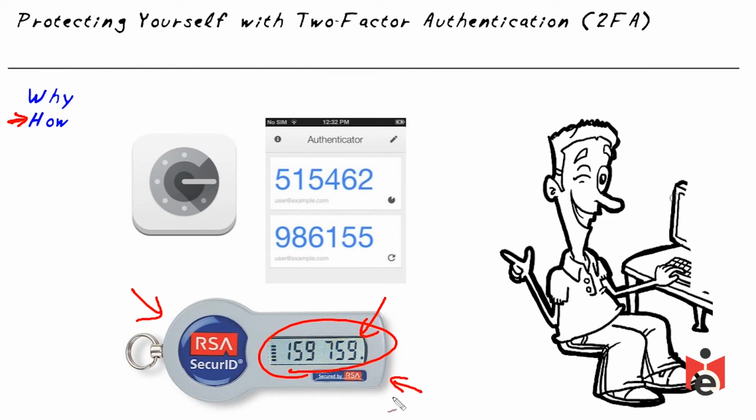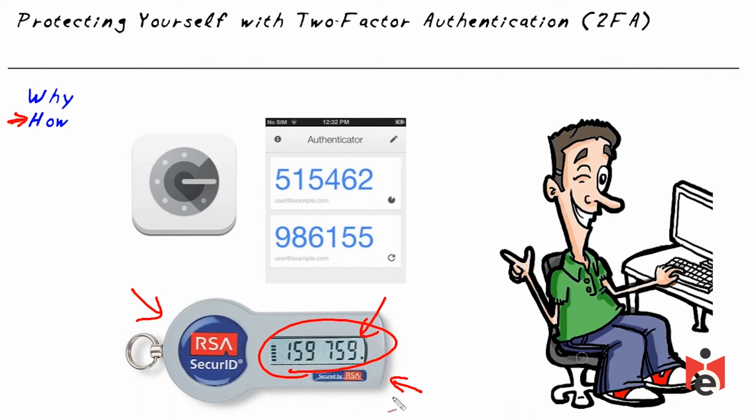And here's an example of how it would work. If we're logging in, it'd be asking us for our username and our password. We'd supply that. And then we'd have another section that comes up and says, okay, what is your 6-digit authenticator code?